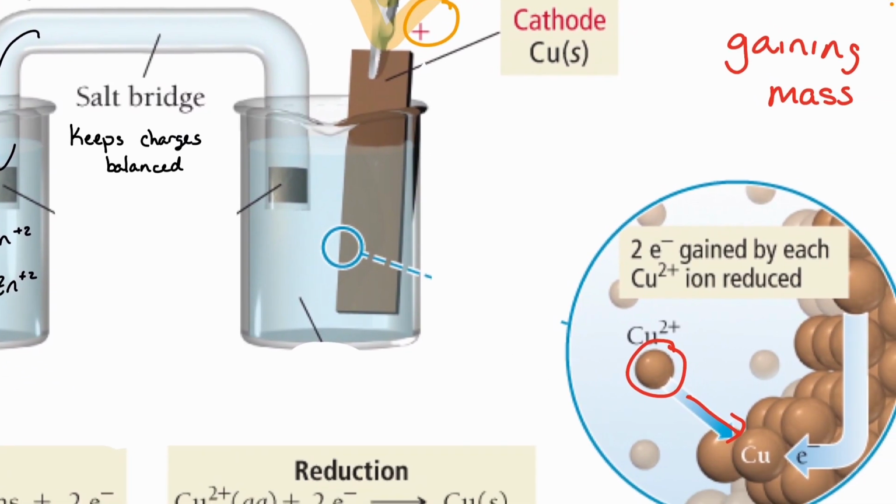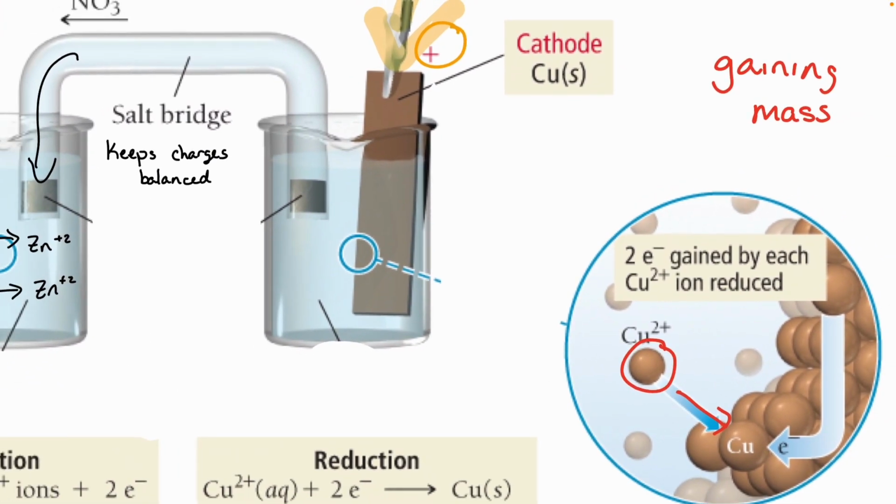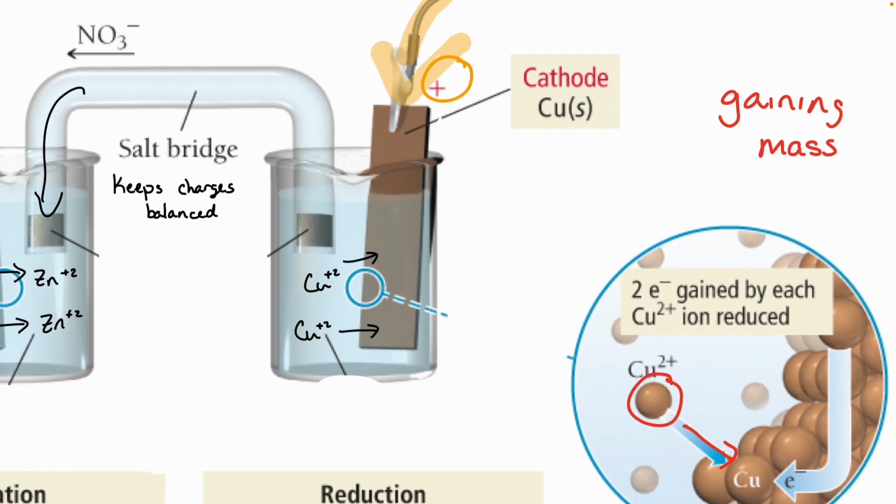If we look at our cathode now, we have the opposite phenomena occurring. Now we have a bunch of positively charged ions that are being removed from solution. Right? So this is going to cause this charge imbalance, and our salt bridge is going to come to the rescue and replenish that supply of positively charged ions.